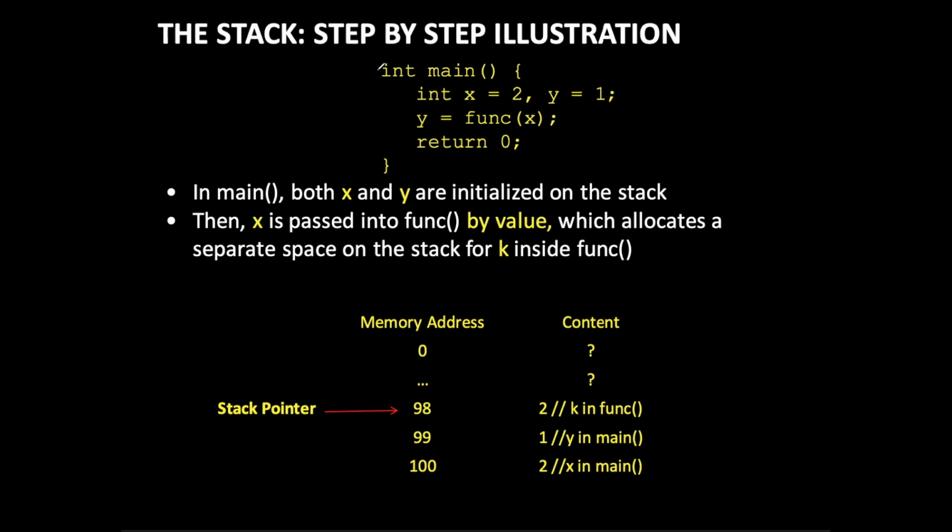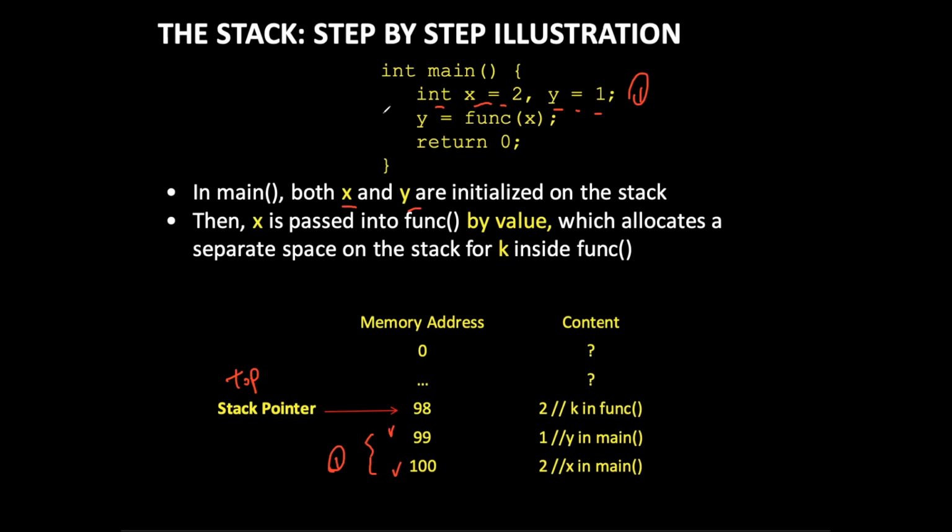Let's look at the main function portion of the snippet. In main, both X and Y are initialized on the stack. So remember, your program keeps track of all of the bookkeeping, executions, and orders. Initializing X equals 2, Y equals 1 gets stored in that order on the stack. X equals 2 gets stored at 100, Y equals 1 stored at 99. And now your stack pointer, which is your top, points to 98. That's what happens in the first line of your code.